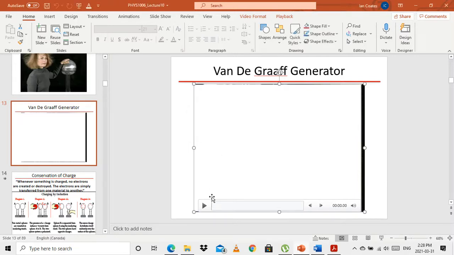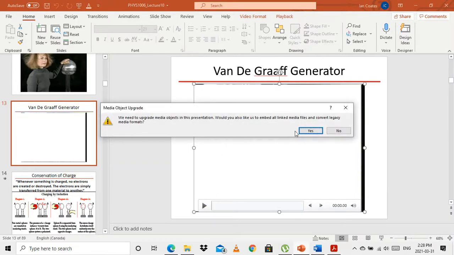Why isn't that working? Would you like us to embed all linked media and convert? No. There we go.